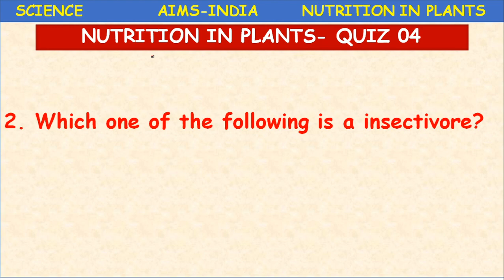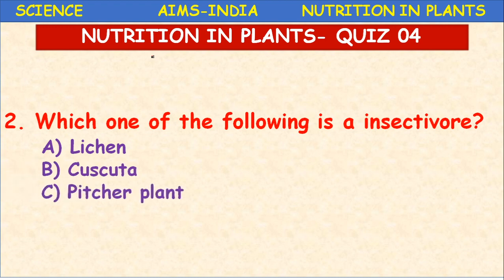Which of the following is an insectivore? Lichen, Cuscuta, pitcher plant, Rhizobium. Once again, pitcher plant. So here different examples are given. Lichen is a symbiont. Symbiosis it will undergo, a combination of algae and fungi. Cuscuta is a complete stem parasite. Rhizobium is a symbiont. Okay. Next.